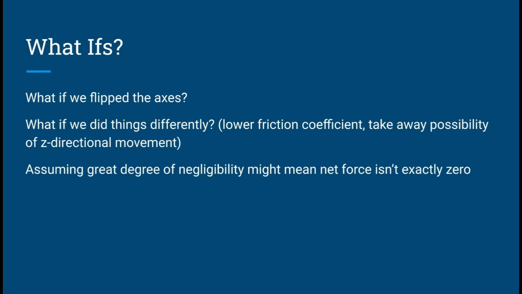Now let's address the difference in velocity that we saw from tracker and the computational model. So what if we did things a little differently, i.e. what if we chose something with a lower friction coefficient, or we took away the possibility of z-directional movement completely? I think both of those things would definitely improve what we saw in the predicted versus observed outcomes, because if we choose something with a lower friction coefficient, then that friction could definitely be considered negligible.